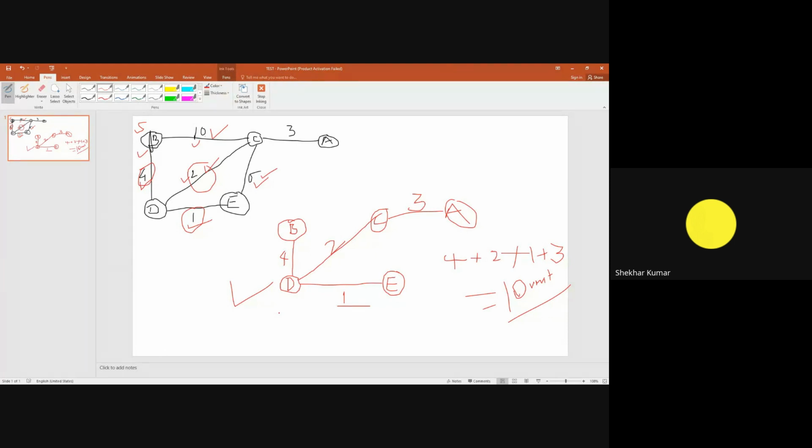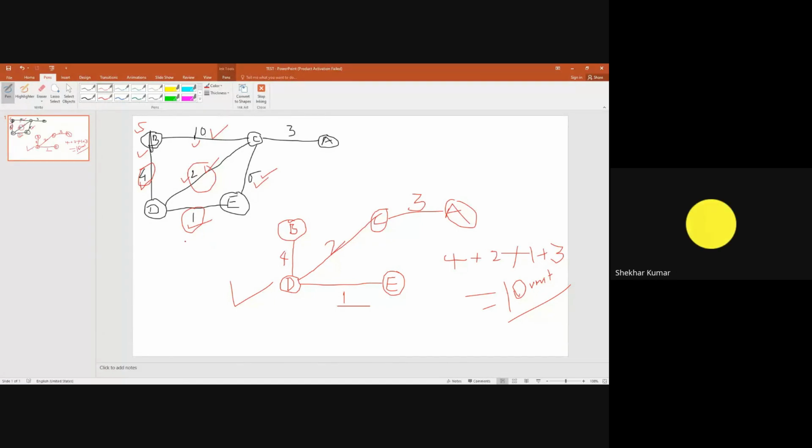A minimum spanning tree is the spanning tree in which the overall cost of that subgraph, of that spanning tree, should be minimum. Then that tree is called your minimum spanning tree. Okay, is it clear, or should I explain again? No, sir, it's clear.